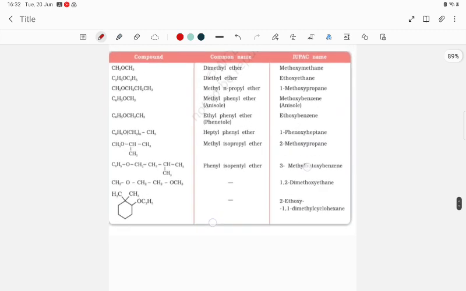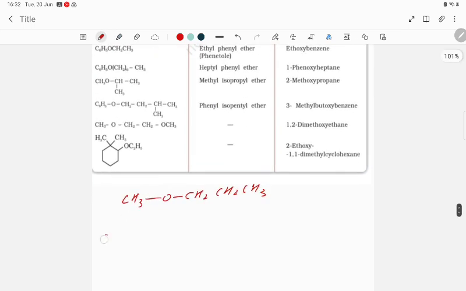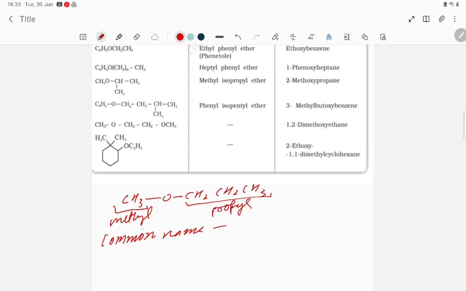Now see, this one we are taking as the third one. Here CH3 is there, then O, then CH2, CH2, and CH3. Now the common name, student. How will you write the common name? For writing the common name we follow alphabetical order. This group is methyl, and this group is propyl. Which one will come first? M N O P, so methyl will come first. This will be methyl propyl ether, right?